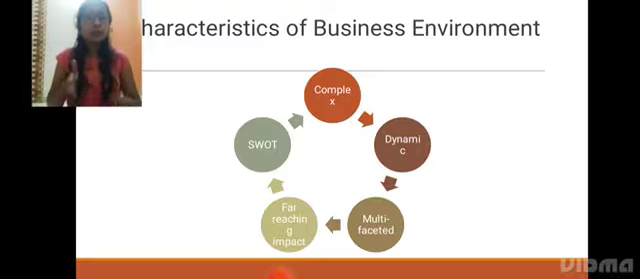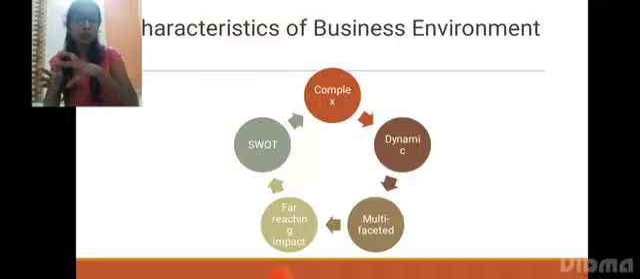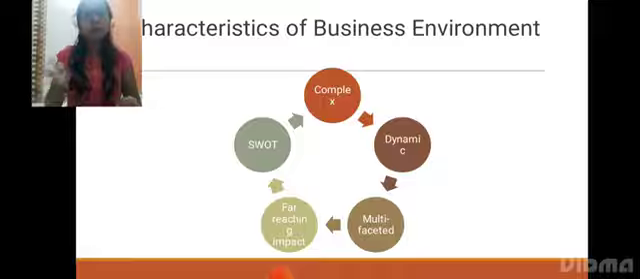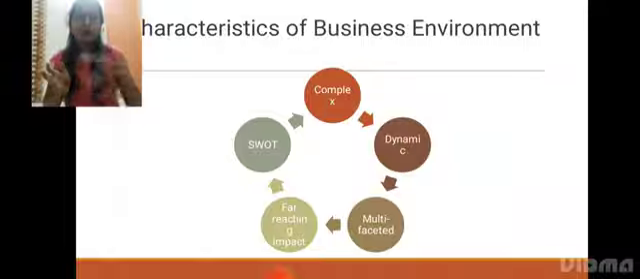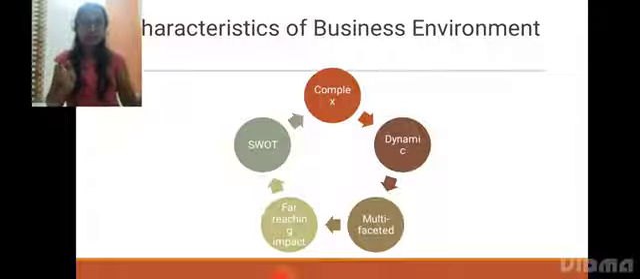Multifaceted, why so? Because one opportunity may create opportunity for one business but may be a threat to another business. Just for example, Maggie. When Maggie was banned, that became an opportunity for Ippy, and again a threat for the other competitors. Far-reaching impact. Nowadays, as I said, it is complex, it is dynamic. So whatever is happening in the environment gives a long-lasting impact to any business. For example, demonetization happened, then GST introduction. So all these things give long-lasting impact to any kind of business.